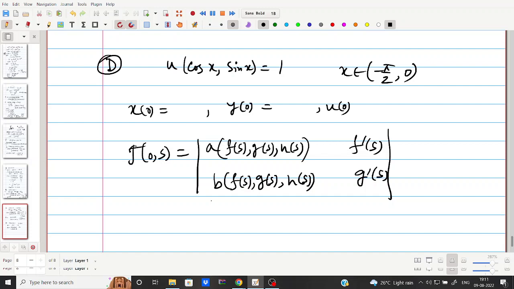It means all are positive here. In the fourth quadrant, cos is positive, and sin square means something squared, it is always positive. So it is non-zero, always positive. So the Jacobian condition, the transversality condition, is satisfied. So option D is correct. Understand? Yes, sir. Correct, sir. Okay.